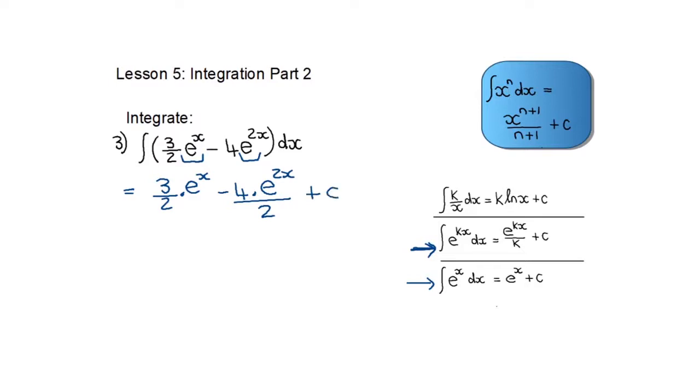Is it simplified? I can simplify it a bit. It's 3 over 2 e to the power x. This 2 divides into the 4 two times, which will give me minus 2 e to the power 2x plus a constant. I'm moving on to another example.